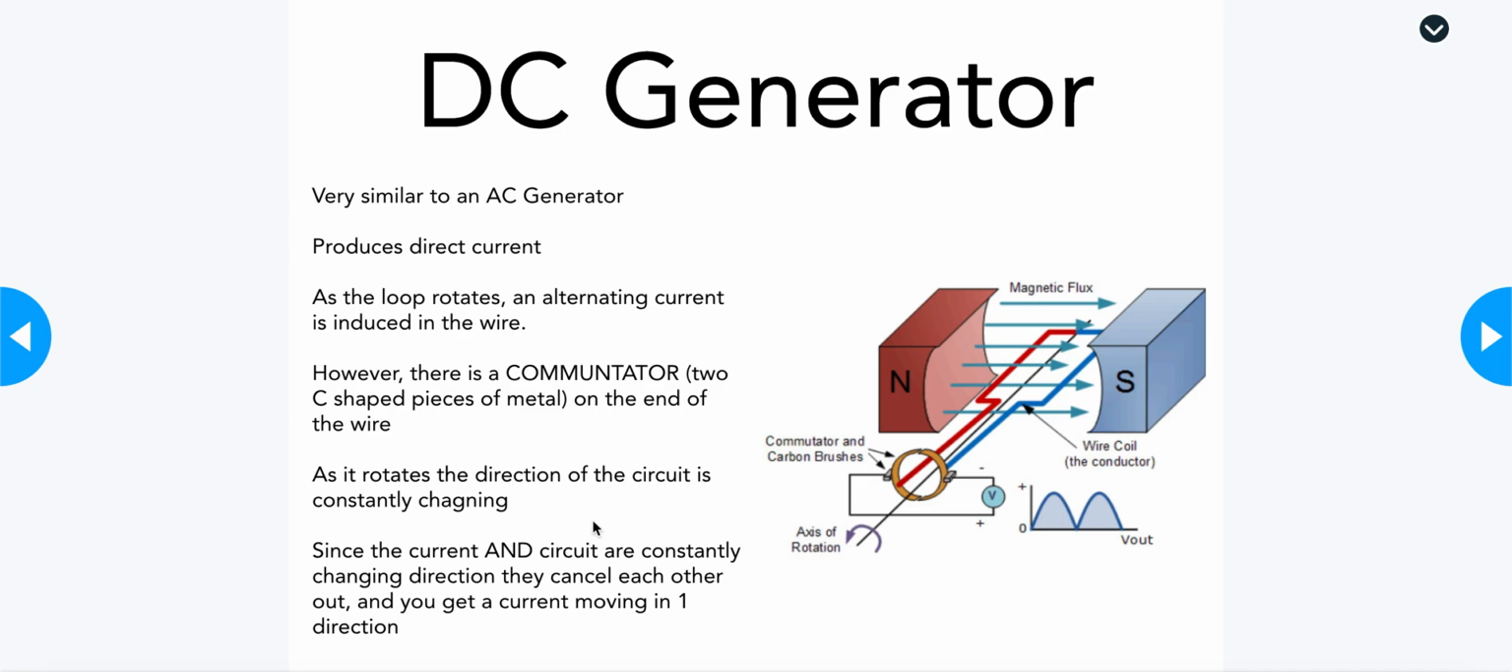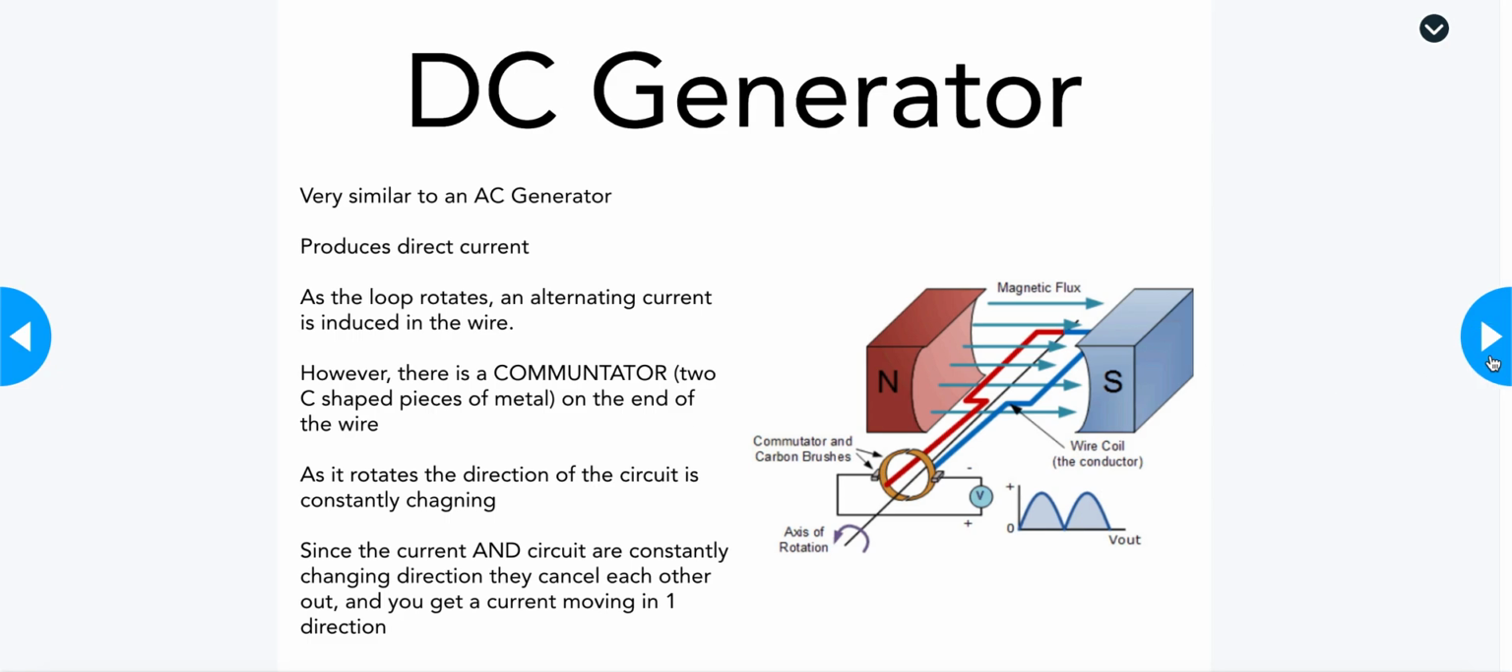So, since the current and circuit are constantly changing direction, they cancel each other out, and you get a current moving in one direction. So, the big thing here is to know that a commutator is two C-shaped pieces of metal at the end of the wire in a DC generator that converts alternating current to direct current.